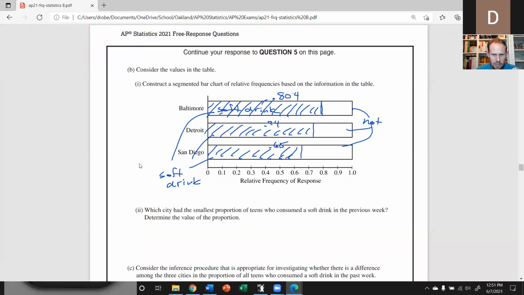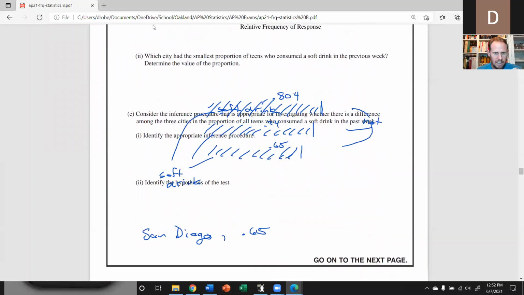Which city had the smallest proportion of teens who consumed soft drinks in the previous week? Determine the value of the proportion. Well, it looks like it was San Diego, and that proportion is 0.65. All right, we've done the work already. We can write the work again if we wanted to, but we've done it already, so we don't have to write it twice.